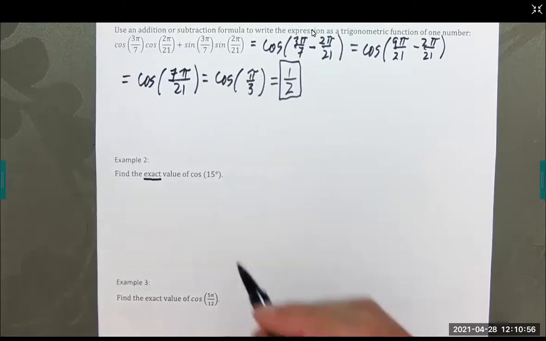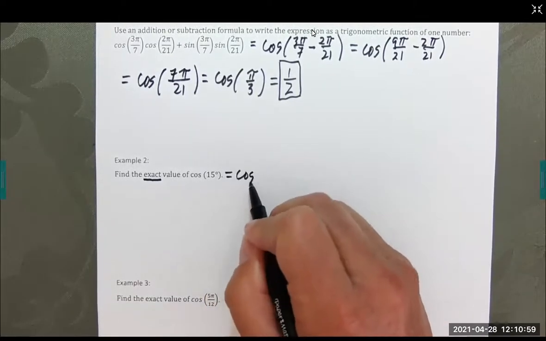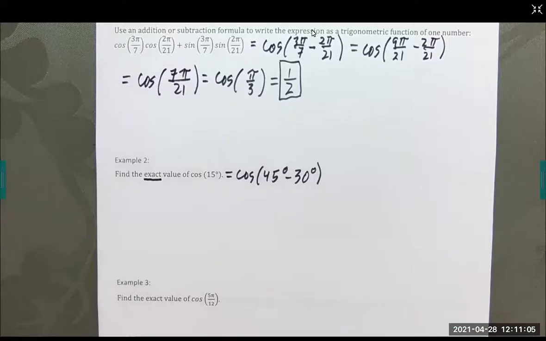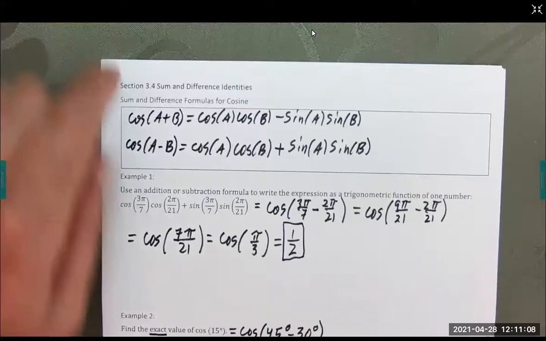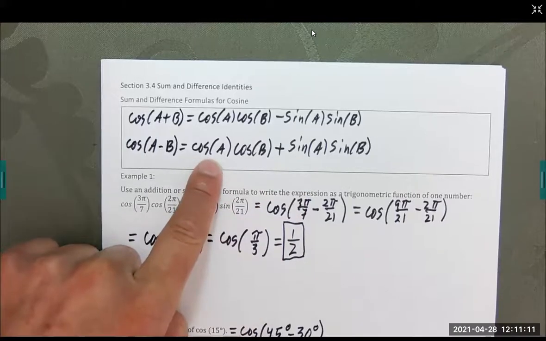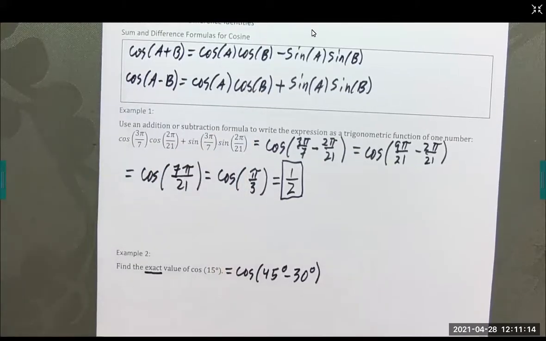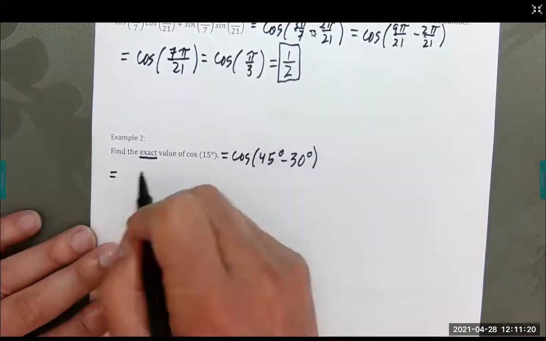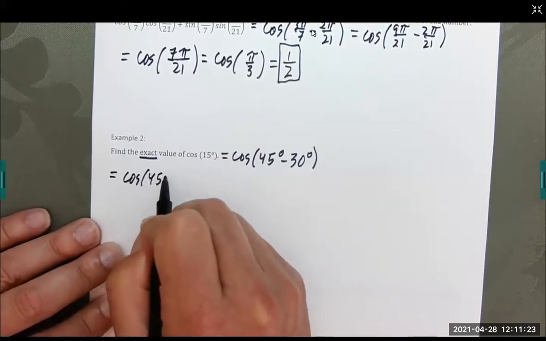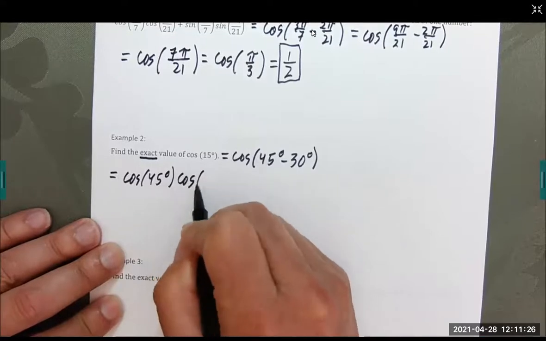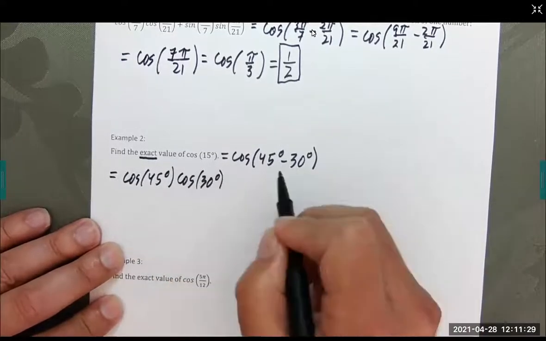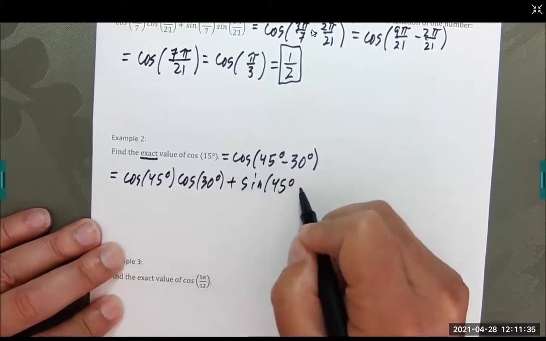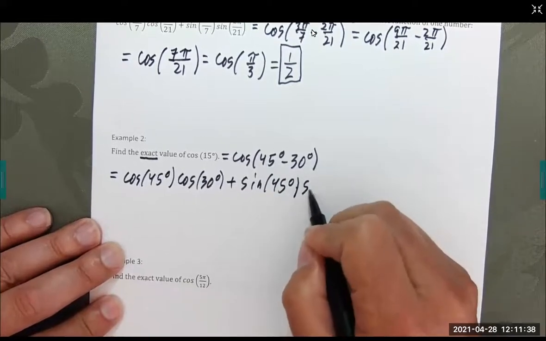So I'm going to notice that cosine of 15 degrees is the same as cosine of 45 degrees minus 30 degrees. Well, now we're here. And I'm going to actually use A for 45 and B for 30 degrees. So this becomes the cosine of 45 degrees times the cosine of 30 degrees. And because it's minus here, it's now plus sine of 45 degrees, sine of 30 degrees.